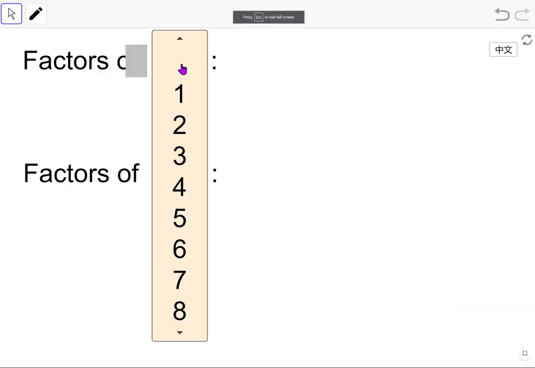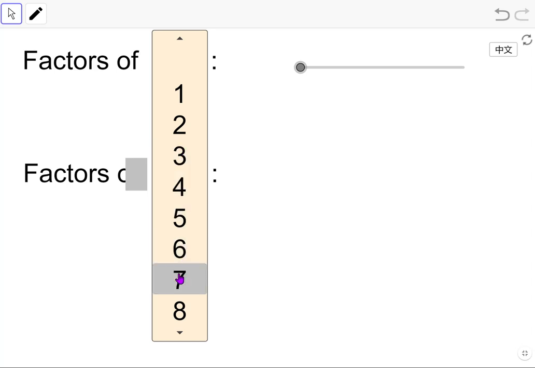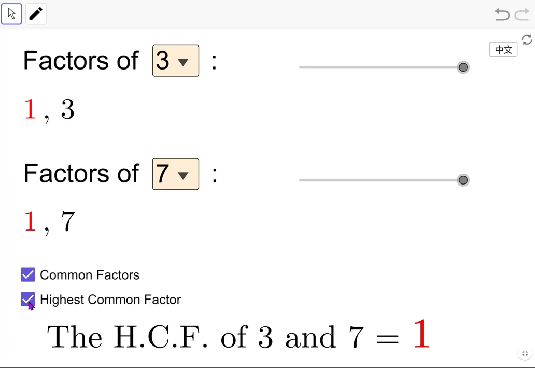There I have it. Okay, so let's take two prime numbers to begin with, 3 and 7. Let's look at the factors of 3. It's prime, so it can only be 1 and itself. And 7 can only be 1 and itself. They're two different prime numbers, so definitely the common factor is just 1. And therefore, the highest common factor of 3 and 7 is 1.